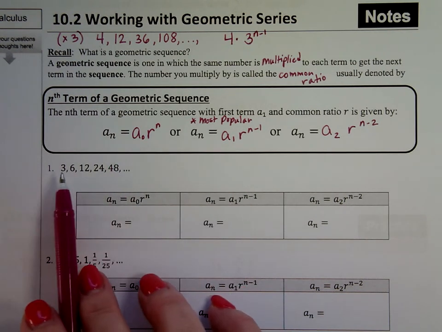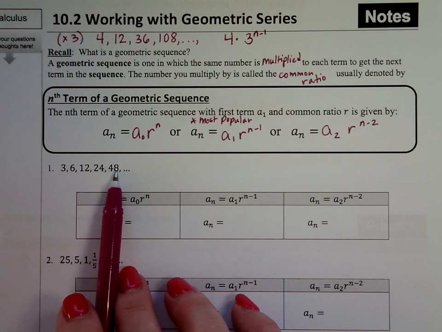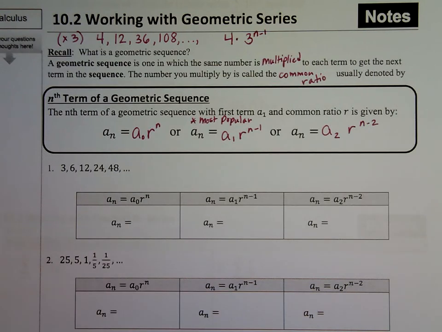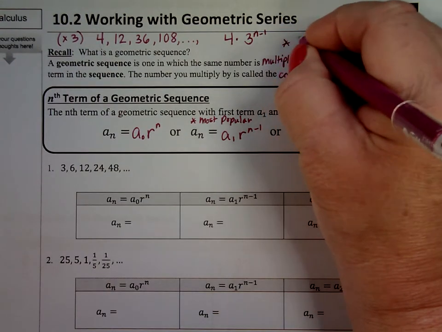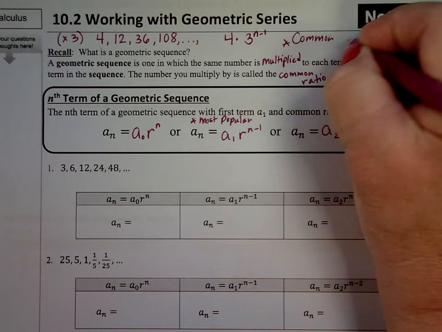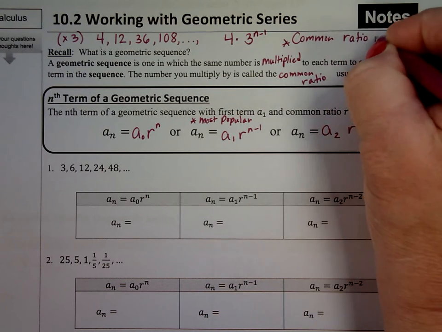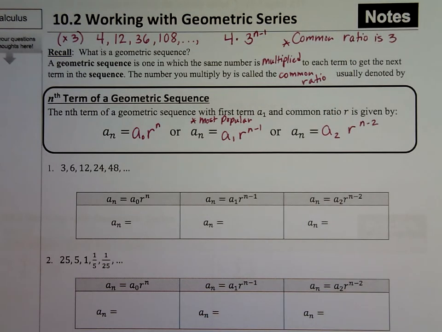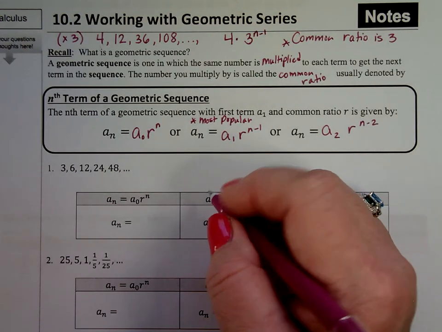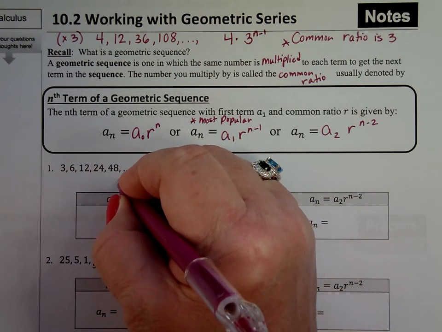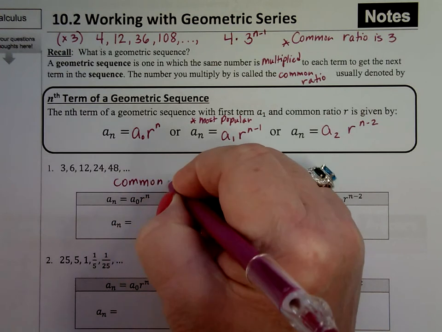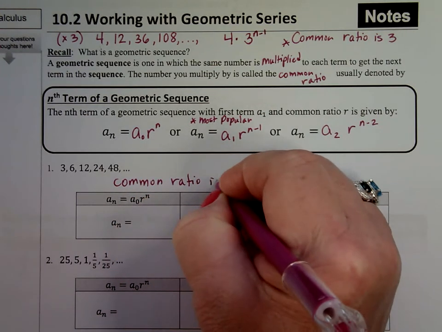So here we go. We've got 3, 6, 12, 24, 48. We have to figure out what's the common ratio. What are you multiplying by? The common ratio, maybe we want to make note of that. Common ratio is whatever you were multiplying by, that multiplier piece. In this case, if I'm going 3, 6, 12, you can see that my multiplier is 2. So since this is being multiplied by 2, my common ratio is 2.